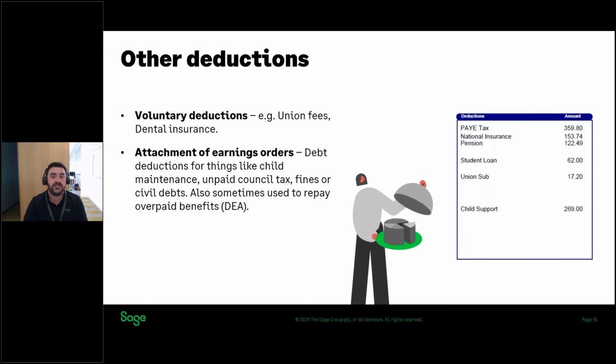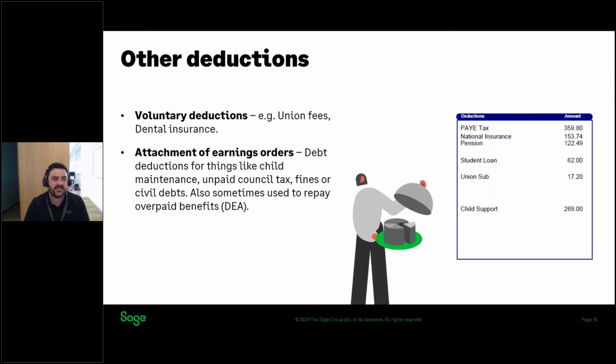They can also be used to reclaim overpaid benefits as well. If you ever get a direct earnings attachment, that is often used to reclaim overpaid benefits. So if you're instructed to make that deduction, you'll either be given an amount to deduct, or you'll be given some tables showing you how to work out the amount to deduct. And that again is taken from the employee's pay after tax and NI.